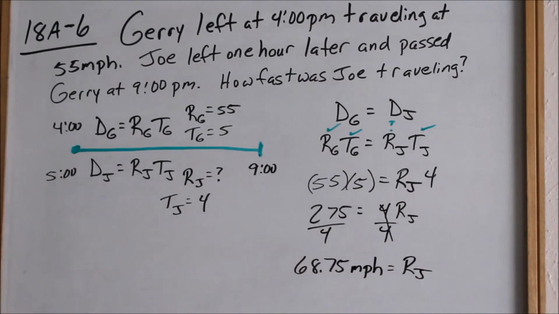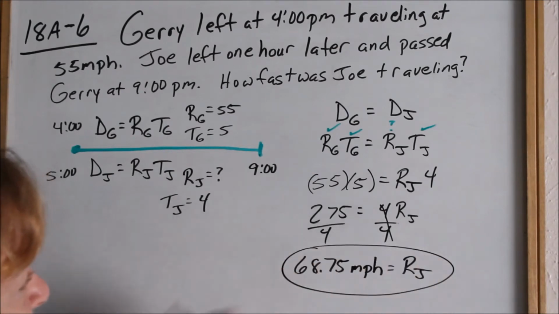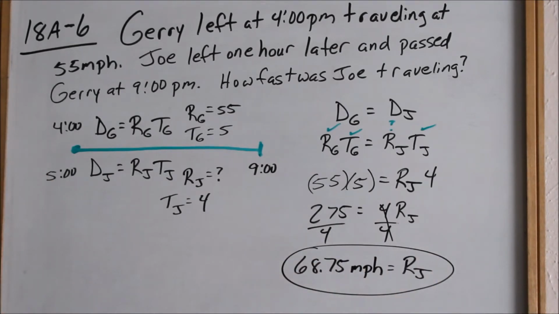I don't guess they were jogging. Maybe I thought they were jogging. They're not jogging at this speed. So you're in a car, whatever. Yeah, that makes more sense. Cars at 55 miles an hour, 68 miles an hour. So there you go. There's Joe's rate.